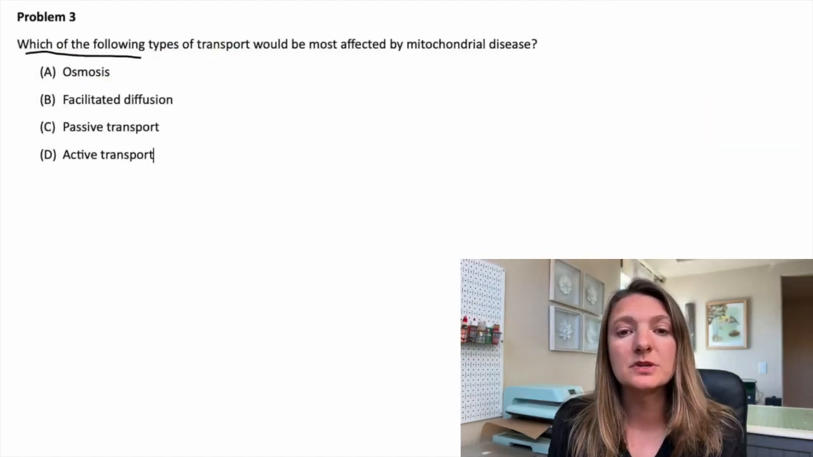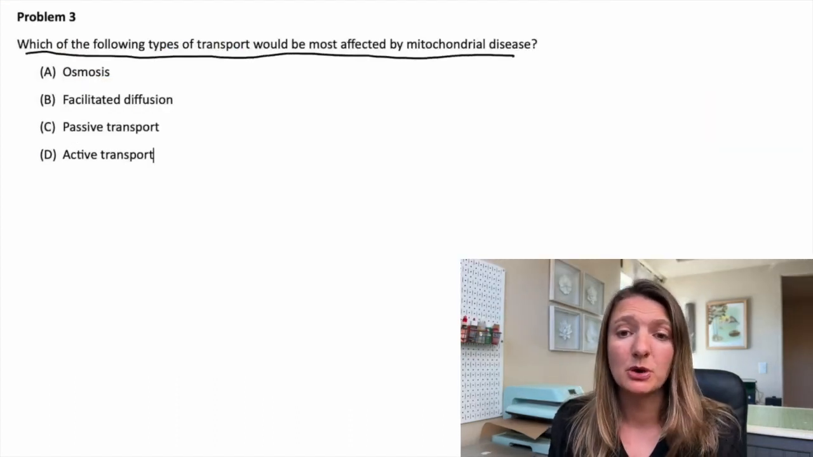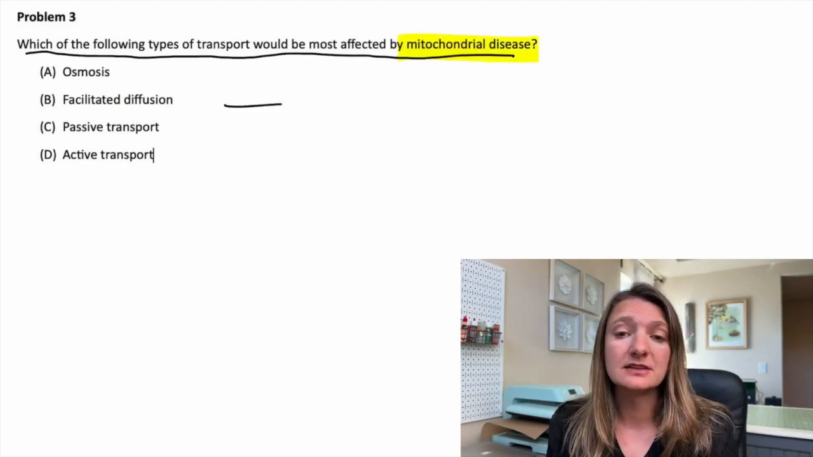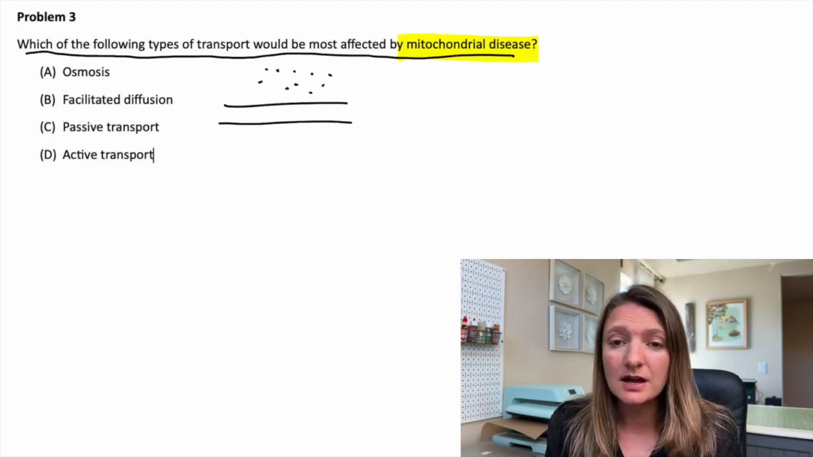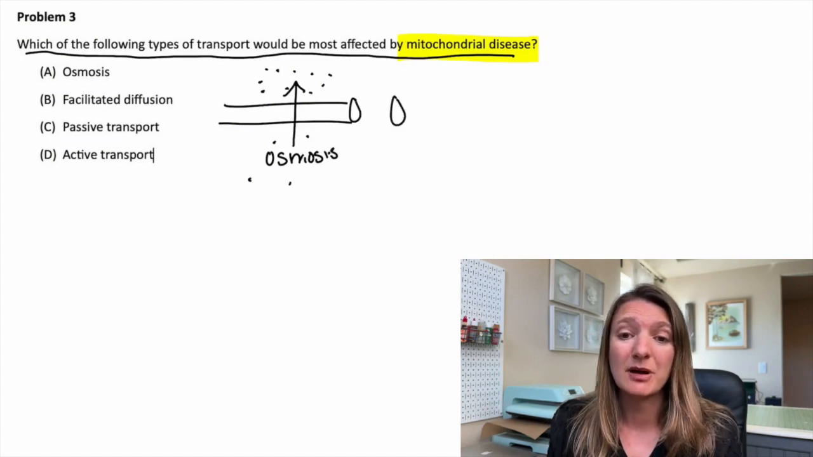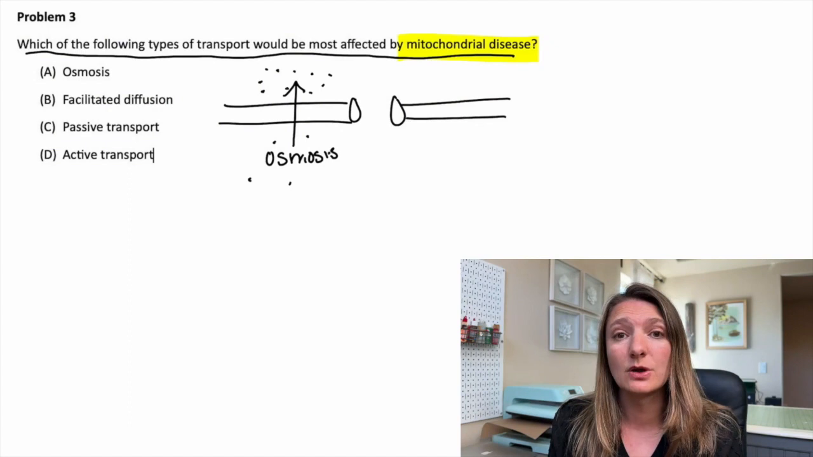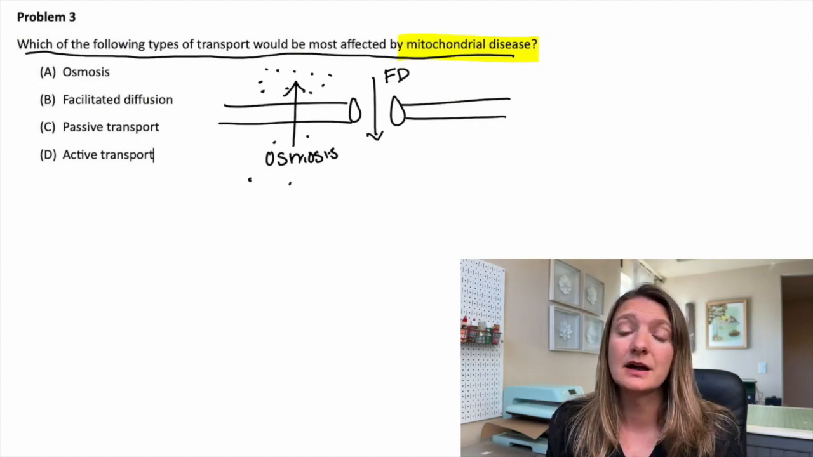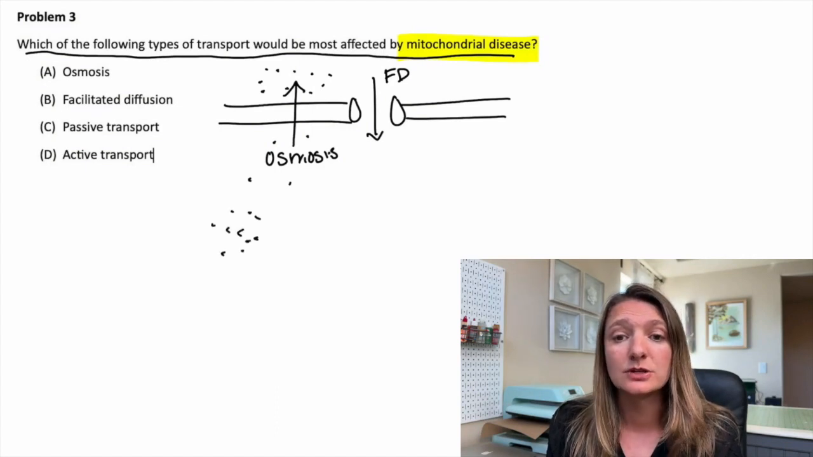Okay, problem 3. Which of the following types of transport would be most affected by mitochondrial disease? So mitochondrial disease, let's just remind ourselves that the mitochondria is going to produce ATP. So let's talk about, here I have drawn a cell membrane and molecules on each side. One side is more dense than the other. Osmosis is going to be when it's going from a higher water concentration to a lower water concentration. Facilitated diffusion needs a protein in that cell membrane, and it's going to go from higher to lower concentration of molecules.